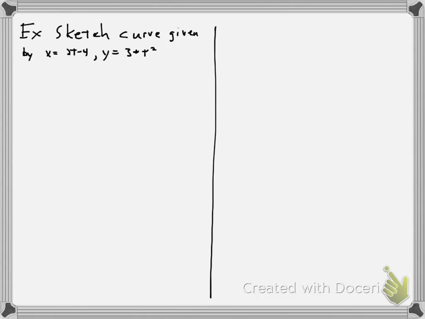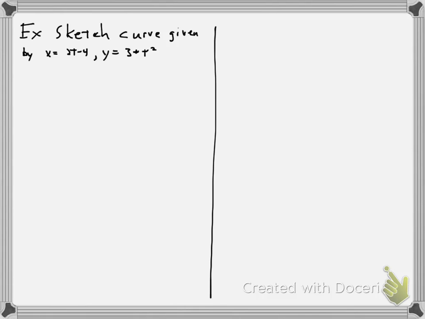Okay, so on to a different example. Consider the problem of sketching the curve given by the parametric equations x equals 2t minus 4, y equals 3 plus t squared. This is an example where the interval for t is not given, so you just assume that it's all real numbers.